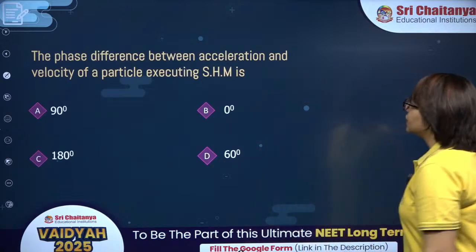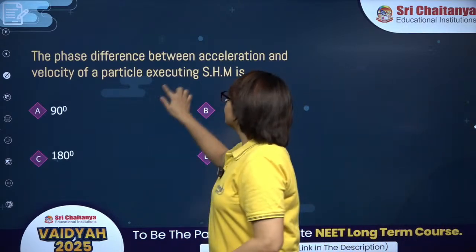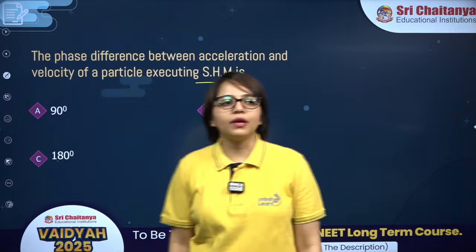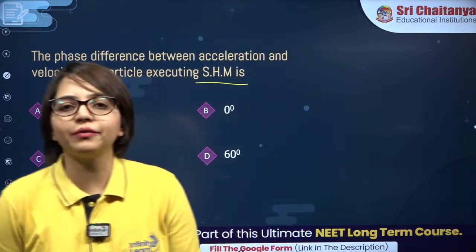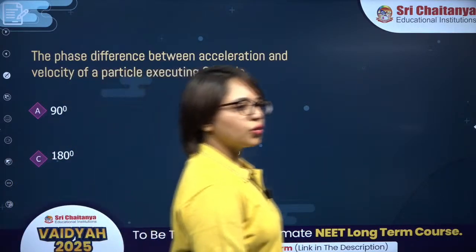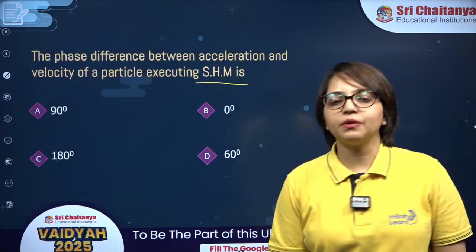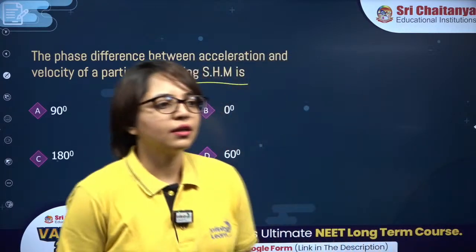The phase difference between acceleration and velocity of a particle executing SHM is. What is the phase difference between velocity and acceleration? What is the phase difference between velocity and acceleration in SHM?